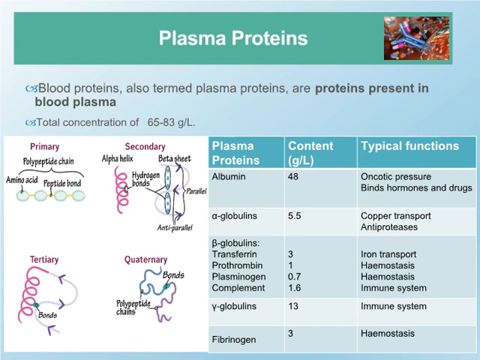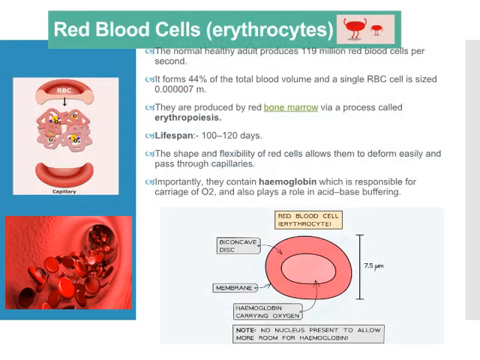protein. The normal healthy adult produces 119 million red blood cells per second. It forms 44% of the total blood volume, and a single RBC is sized 0.00007 meters. They are produced by red bone marrow via a process called erythropoiesis. Lifespan: 100 to 120 days.